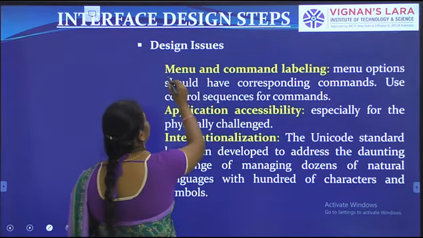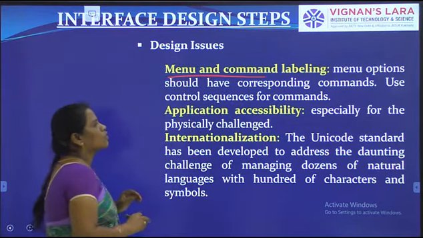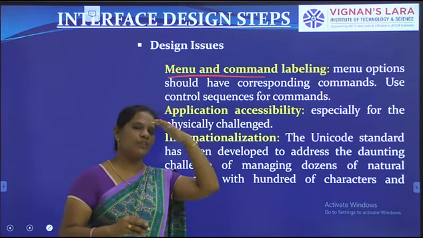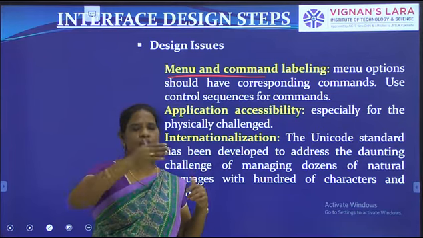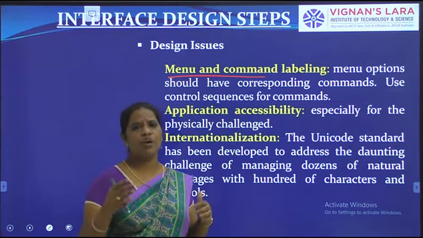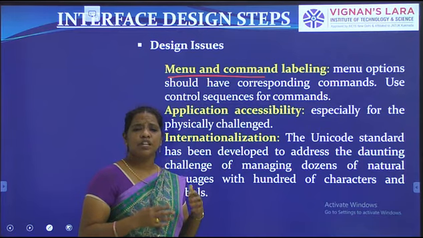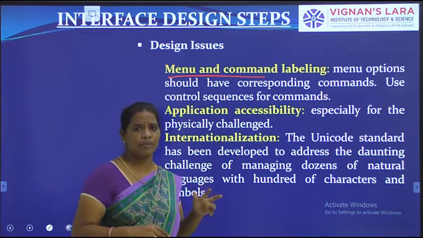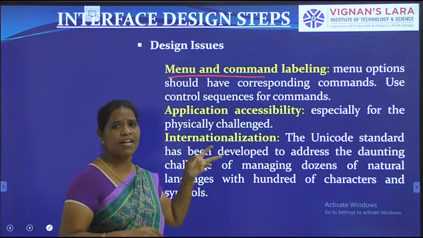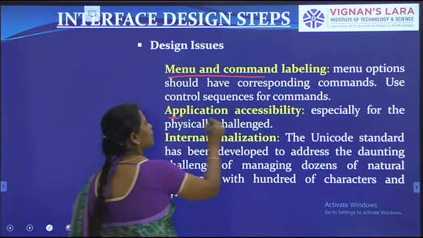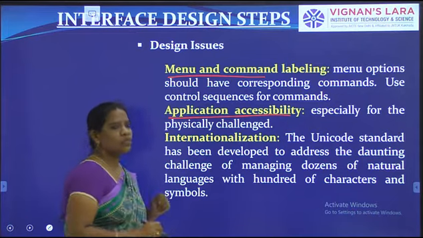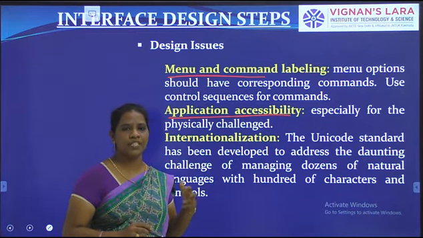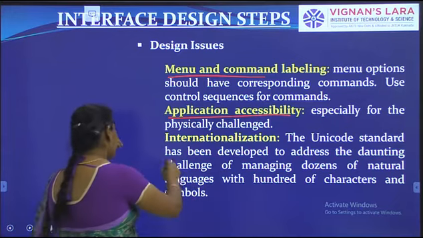And next one is menu and command labeling. We have seen the different types of menus: file, edit, view, insert, whatever you have in browsers, PPTs, Excel, Word documents. Everything has some menus. So what are the menu options? How can we provide the menu options? How can we use some command line buttons? And next one is application accessibility, which is mainly for physically challenged people who are facing some problems. How are we providing for them?